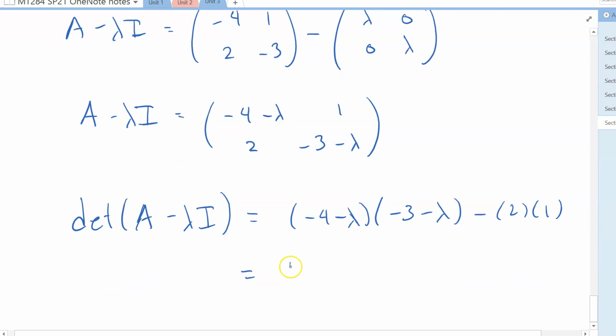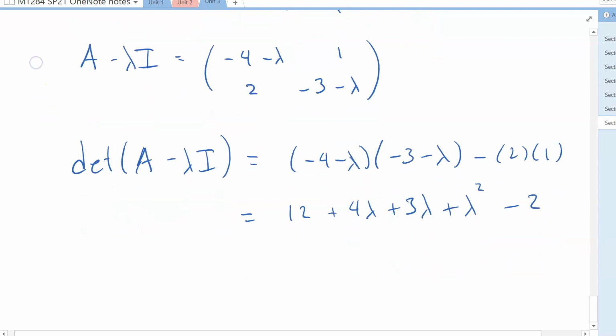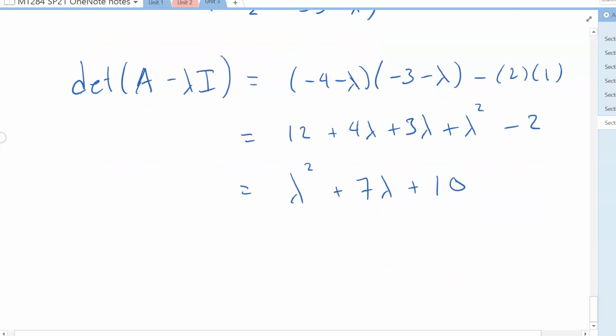What we end up getting here is 12, plus 4 lambda, plus 3 lambda, distributing each term to each term, and then plus lambda squared, and then minus 2. Now my suggestion would be to rewrite this in descending order. That's the way we're more used to solving quadratic equations, because we're eventually going to set that equal to 0. So we're at lambda squared plus 7 lambda plus 10. Set that equal to 0 and solve it. That will give us our eigenvalues.